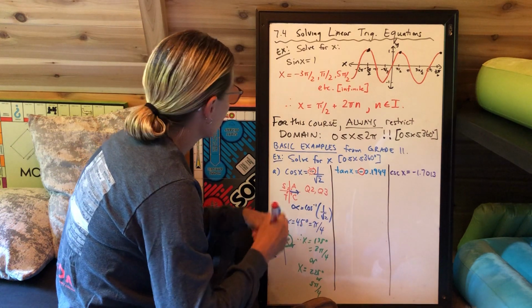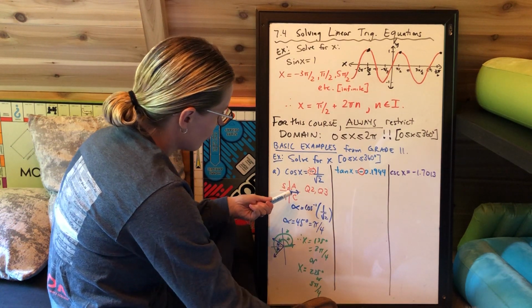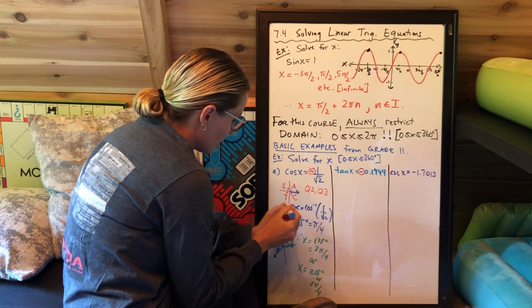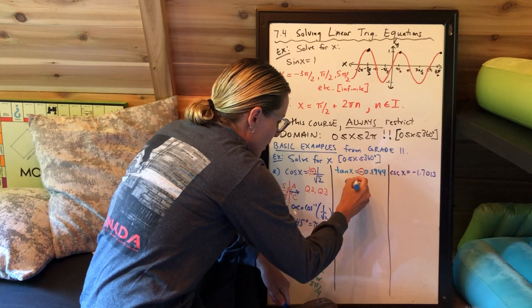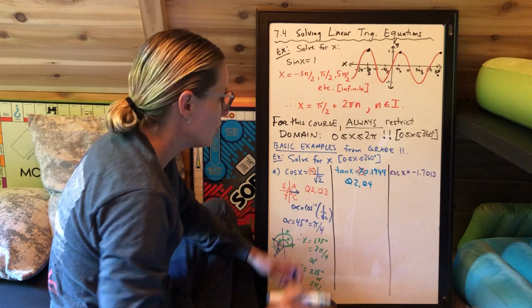Maybe I'll draw something. Well, it doesn't really matter. I have the CAST rule here. So if I'm looking for where tangent is negative, tangent's positive in 1 and 3, so tangent's negative in 2 and 4. I then don't need that negative symbol.